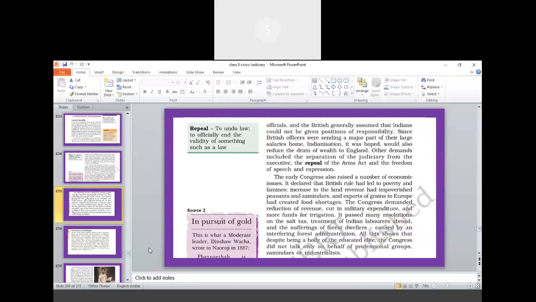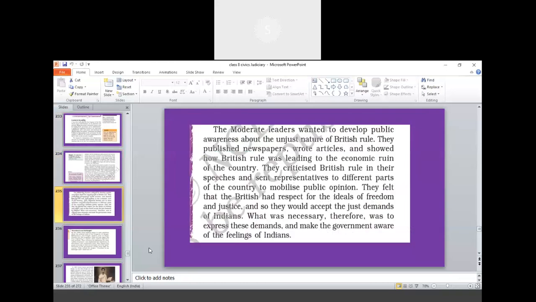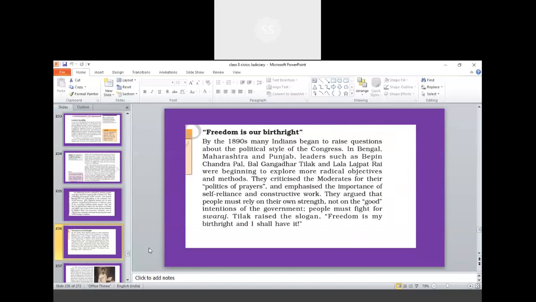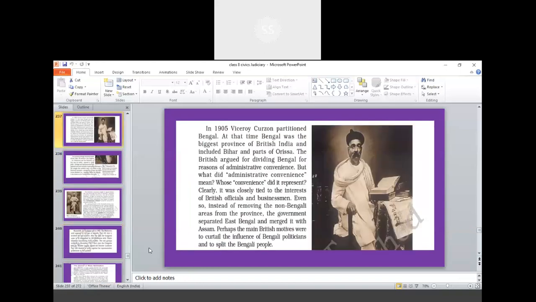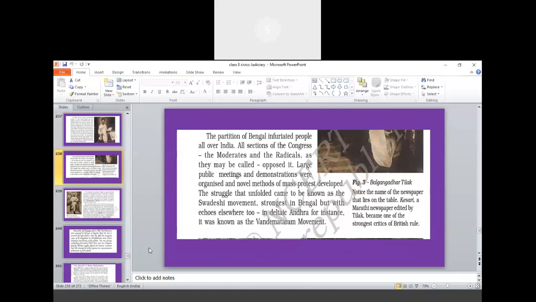Second, radical phase. Third one, Gandhian era.